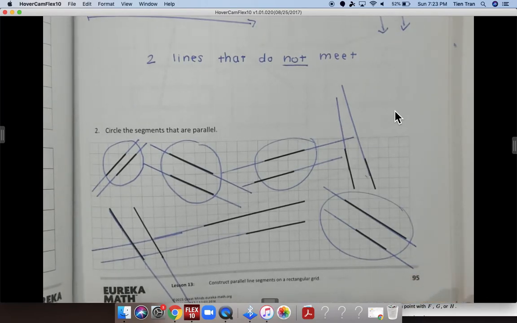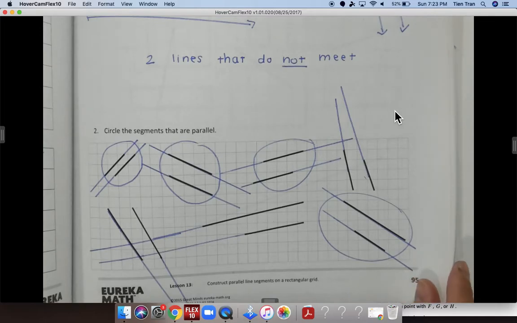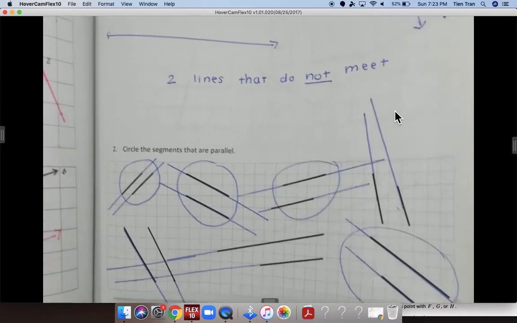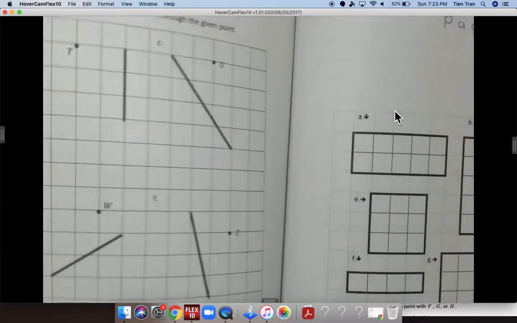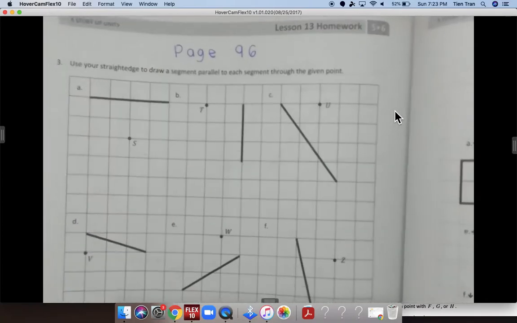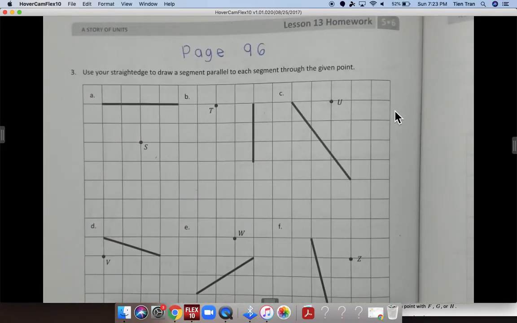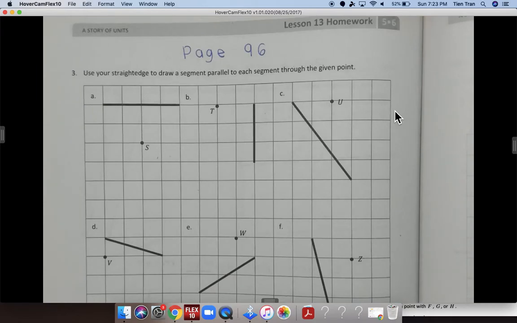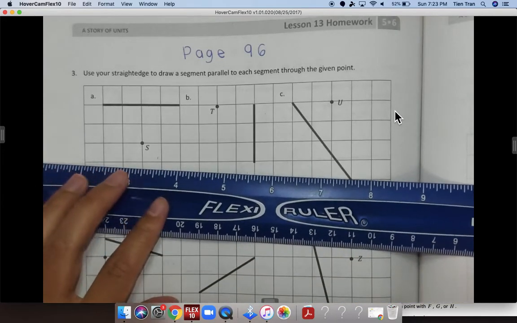I'm about to turn the page. The next page is page 96. So please make sure that you're turning to page 96 in your math book. Okay. So on page 96, it says, use your straight edge to draw a segment parallel to each segment through the given point. So I'm going to do the same thing. I'm going to make sure that I draw a parallel segment to each point.